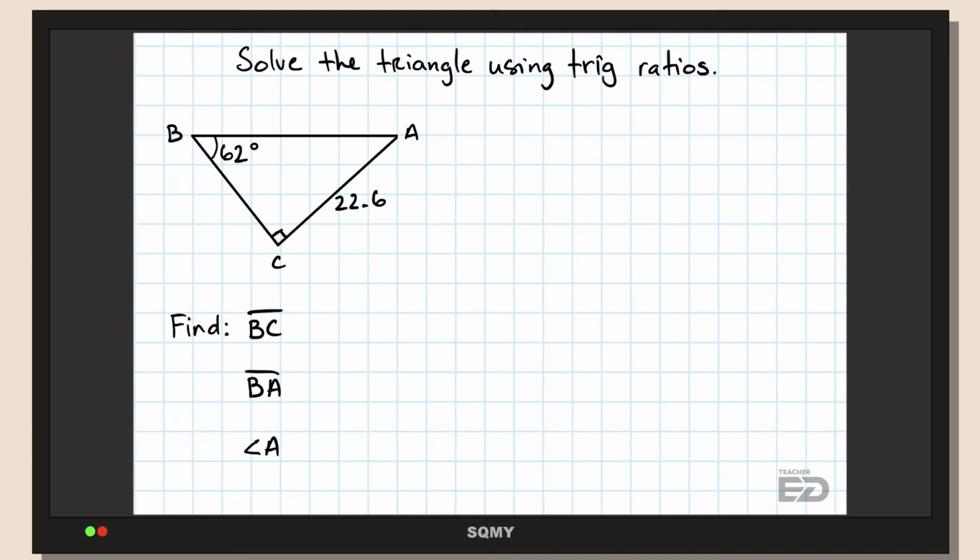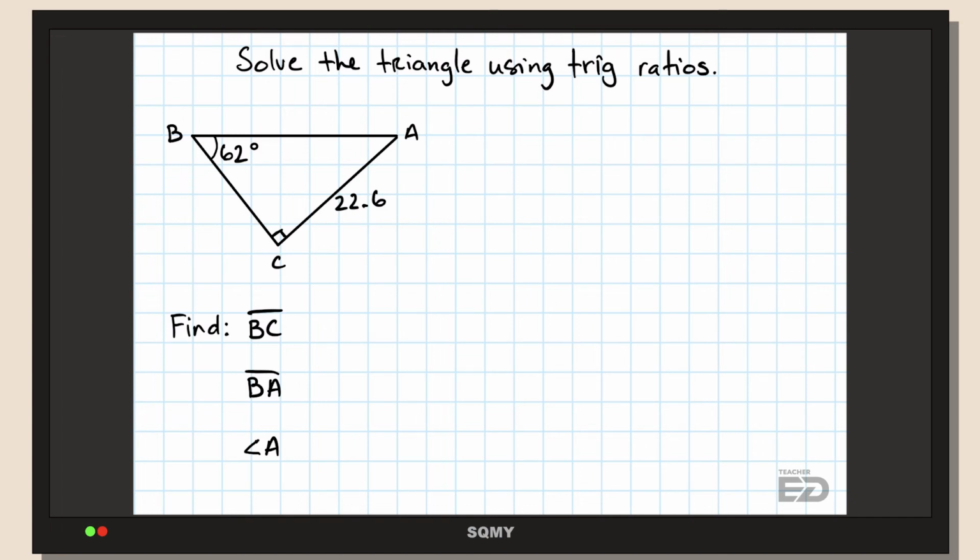When we are asked to solve a triangle, they are just asking us to find the missing sides and the missing angles. So in this right triangle, we already know angle B is 62 degrees. We know angle C is our right angle of 90 degrees. And we know the opposite of angle B is 22.6. So we need to find the adjacent side of B, the hypotenuse, and angle A.